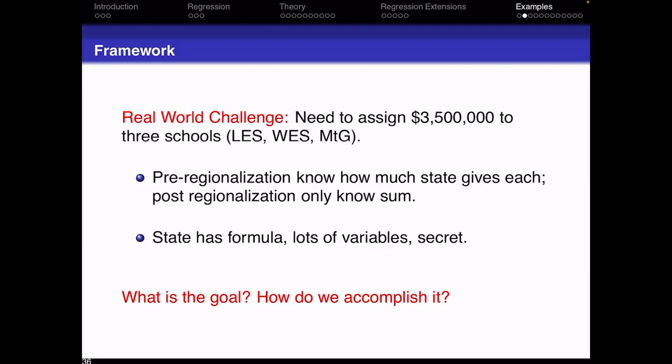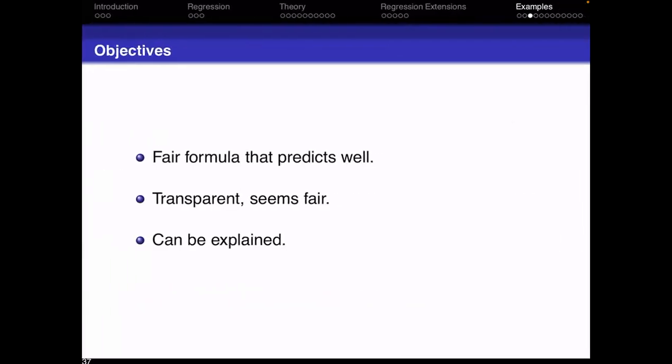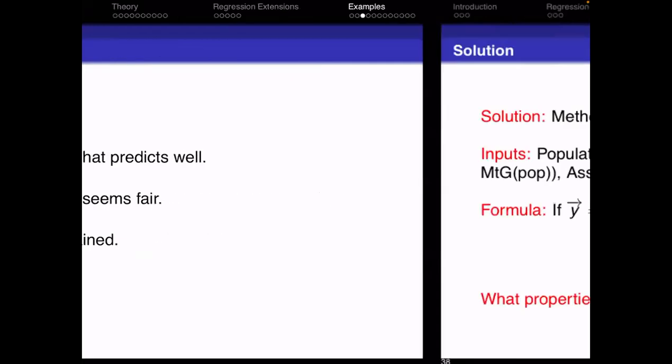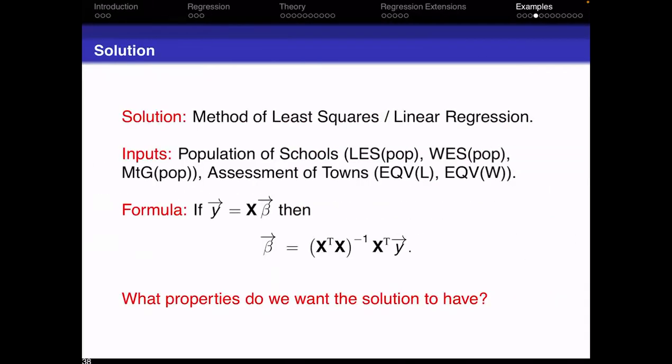And so I said, hey, look, I am quite happy to try to sniff out the formula. I wanted a formula that was fair, that did a good job predicting, that was transparent, and that could be explained very easily to finance committees, select boards, and voters. And so I decided to use the method of least squares. I used only 2 pieces of information: the population of the students in each building and the property value assessments of the 2 towns.